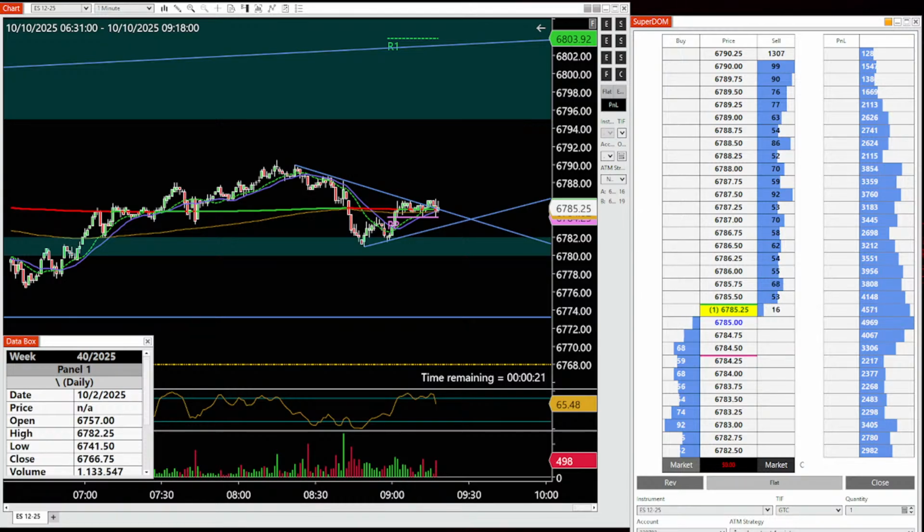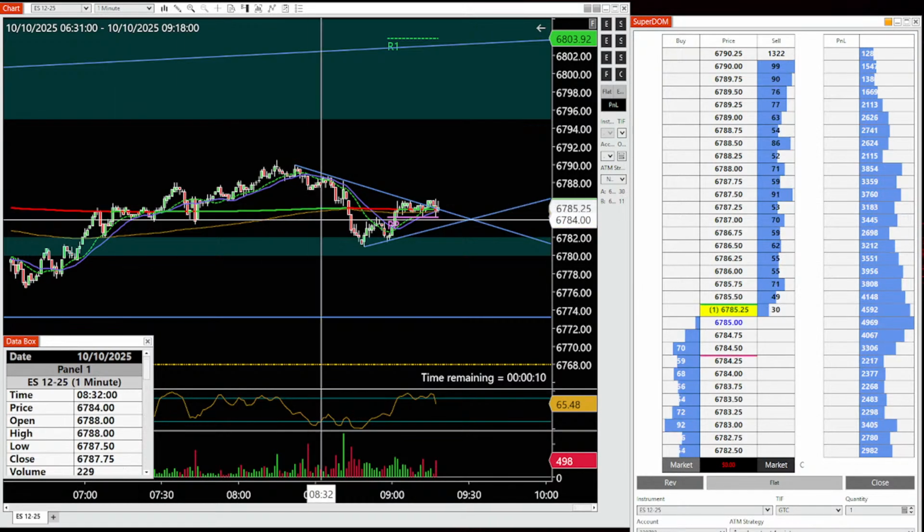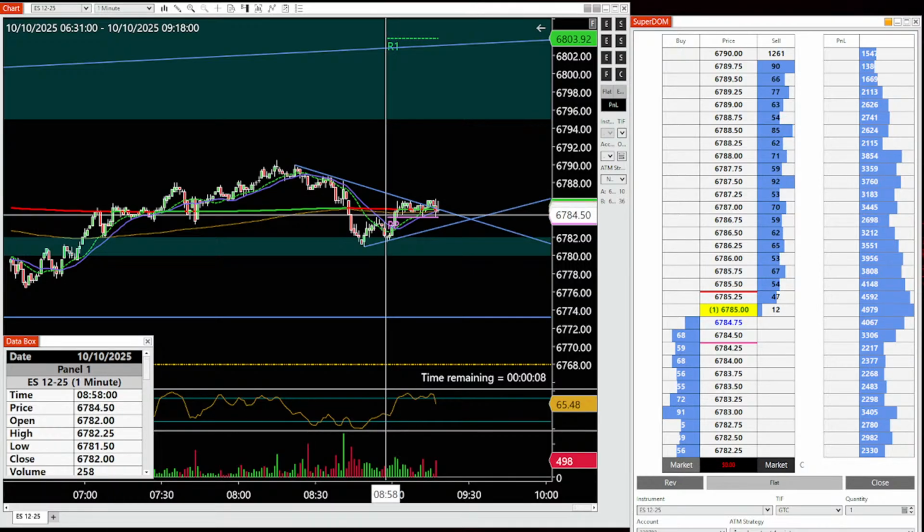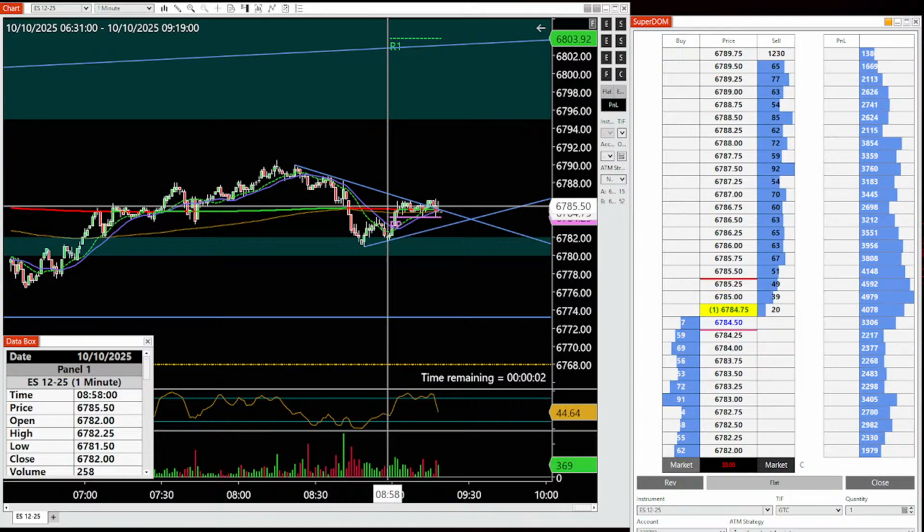Be careful on your trades. Look at this, 84 to 86, 84 to 86 and a little.